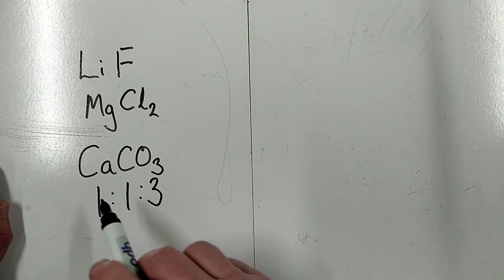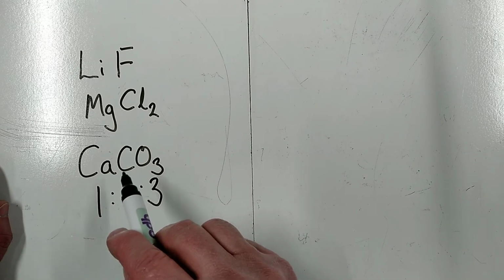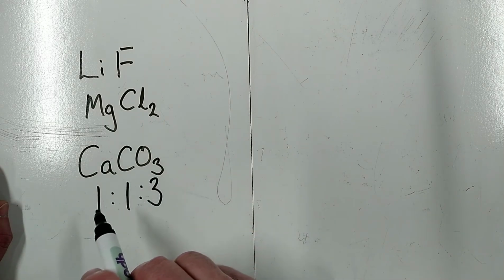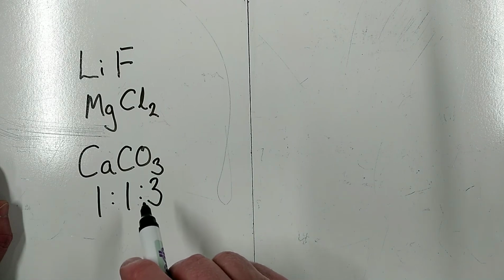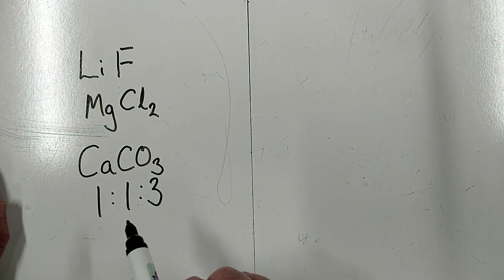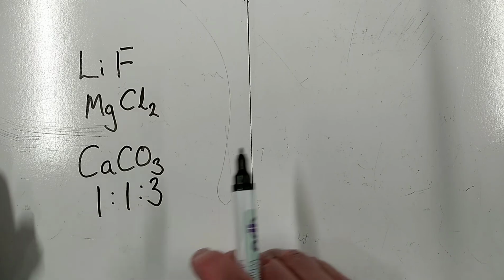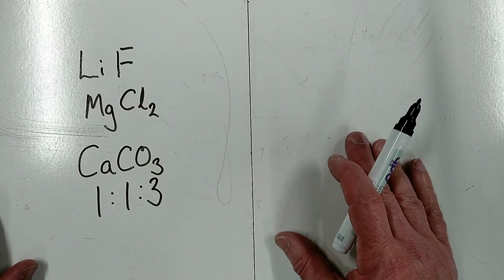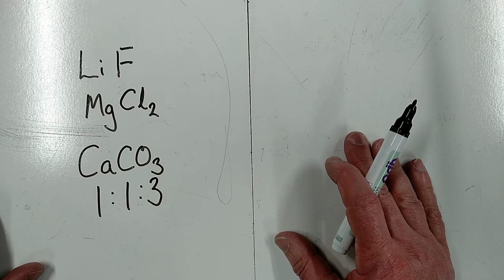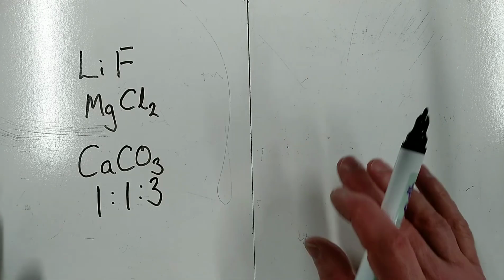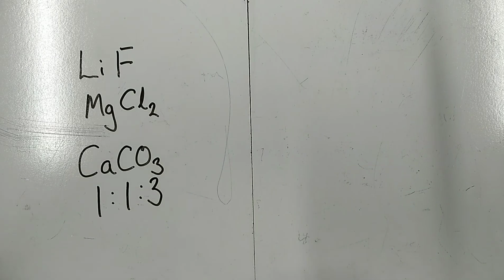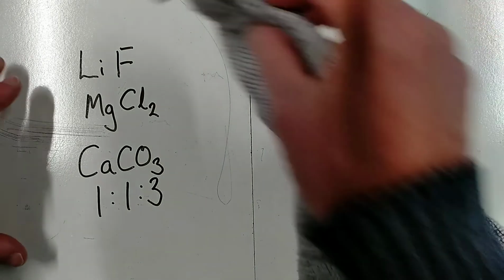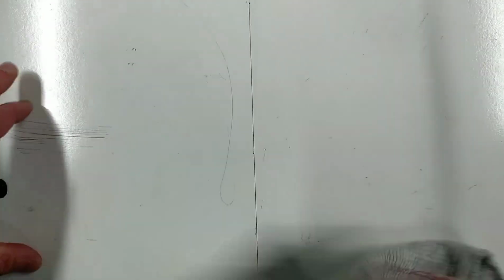So the ratio of calcium to carbon to oxygen is 1 to 1 to 3, and that would be the ratios. Now, obviously, the whole point of these things is to construct equations with them to represent chemical reactions. A nice simple one would be something like lithium plus fluorine makes lithium fluoride. So let's write that out as a chemical equation.